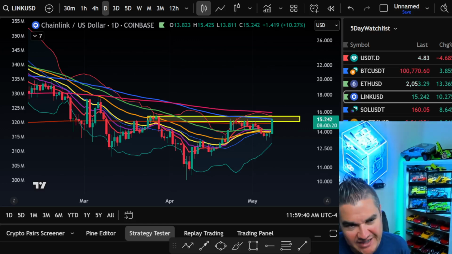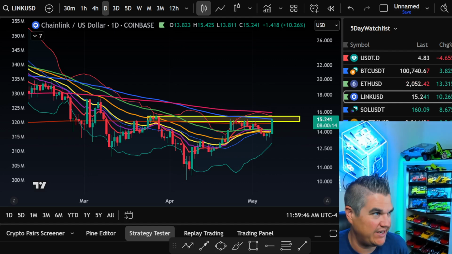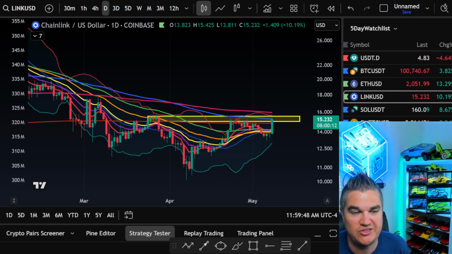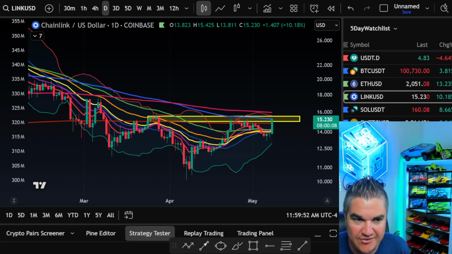Chainlink update for a 10% move so far today, back above $15. So we're going to look at the daily chart to start us off with. Then we're going to zoom out to the weekly, look at the macro, give you some key levels to be watching for and my opinions on what's to come next.